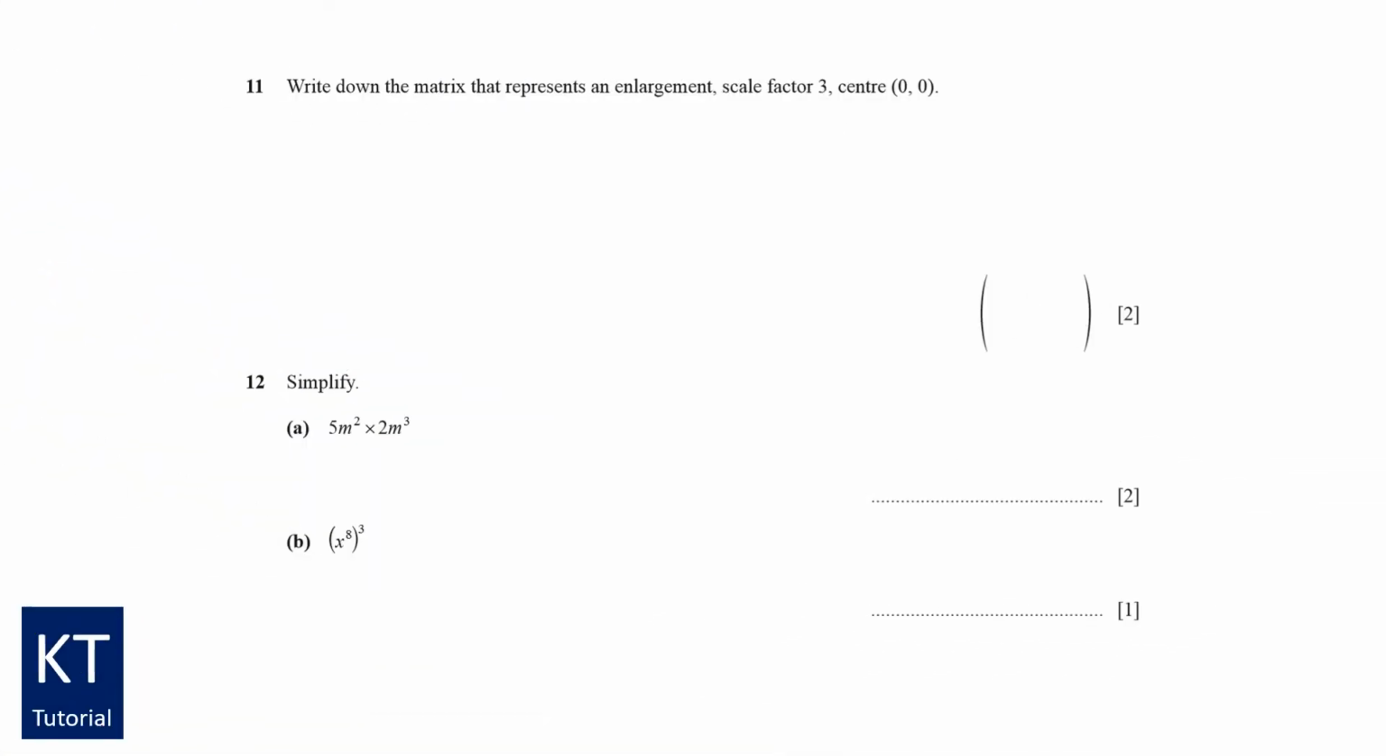Question 11. Write down the matrix that represents an enlargement scale factor 3 centered at (0, 0). The answer is as represented. Question 12. Simplify 5m squared multiplied by 2m cubed. Here, the powers of m are being added. Question 12b. Simplify x to the power of 8, to the power of 3. Here, the powers are being multiplied against one another.